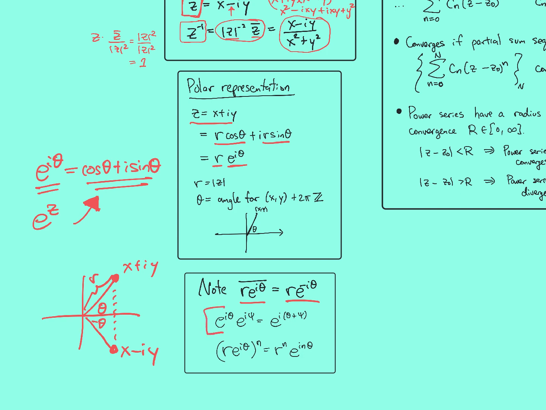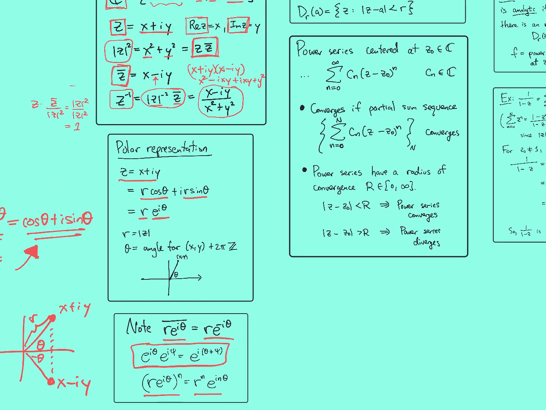And e to the i theta satisfies these multiplicative properties, meaning if you multiply two of these exponentials together, you add the exponents, and we get standard power rules. So r e to the i theta to the n equals r to the n e to the i n theta.